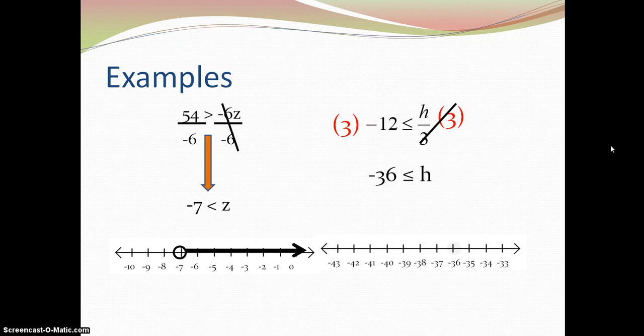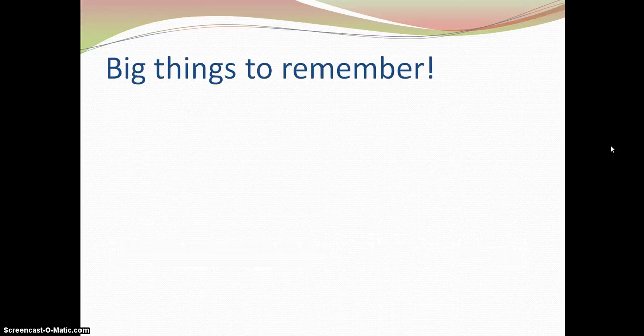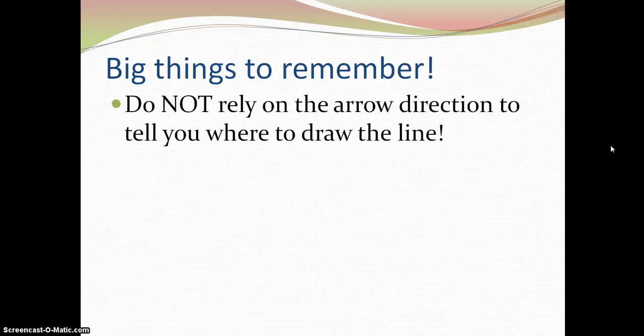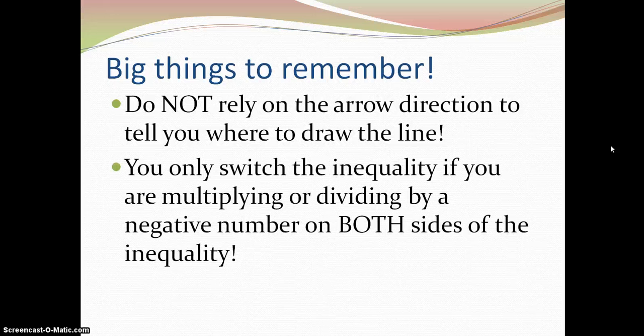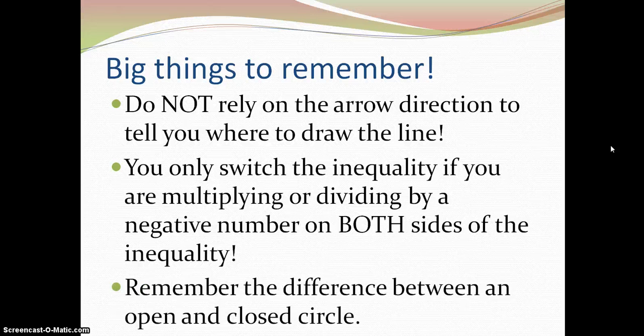It'll be a closed circle this time, and it's all the numbers that are bigger than negative 36, which move to the right. So before we wrap this up, there are 3 things that you need to remember. First, do not rely on your arrow for the direction to tell you where to draw the line. Second, only switch the inequality if you're multiplying or dividing by a negative on both sides of the inequality. And remember the difference between when you do an open and closed circle.